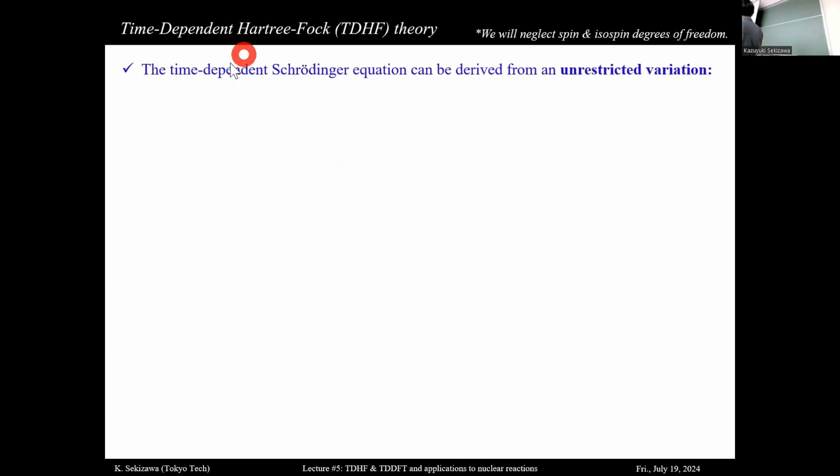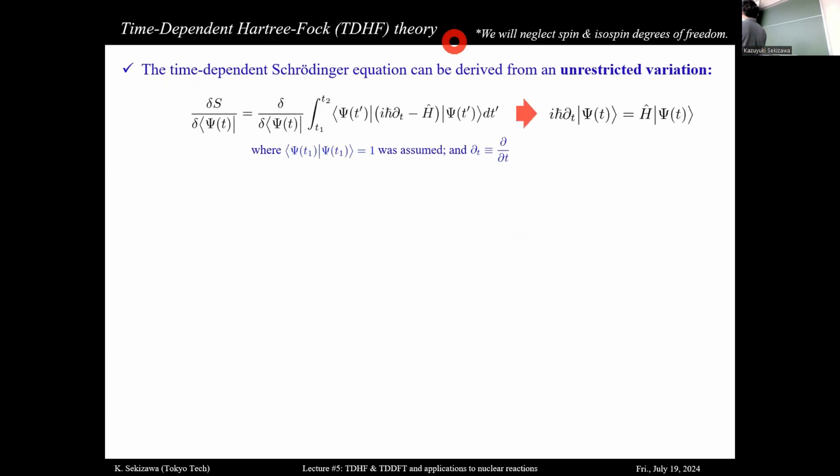First of all, the time-dependent Schrödinger equation, so-called TDSE, can be derived from an unrestricted variation of this kind of action. In the static case, we just take the energy expectation value, but in the time-dependent case, we take this kind of action with the time derivative. Then again, by taking the variation with respect to the bra states, you can easily derive the time-dependent Schrödinger equation.